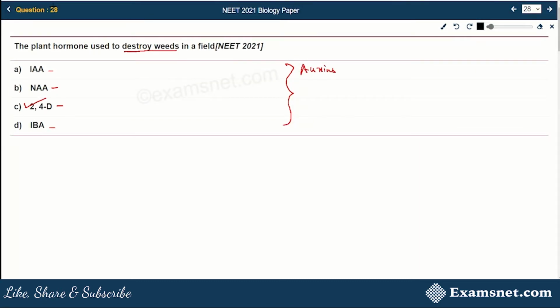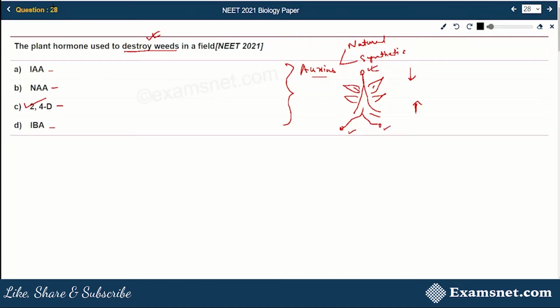What are auxins? These are plant hormones which are produced at the growing apices of stems and roots, and from these locations they migrate to their regions of action. Now these auxins are of two types, natural and synthetic auxins. Out of these, only some of the synthetic auxins can be used as weedicides to destroy weeds.